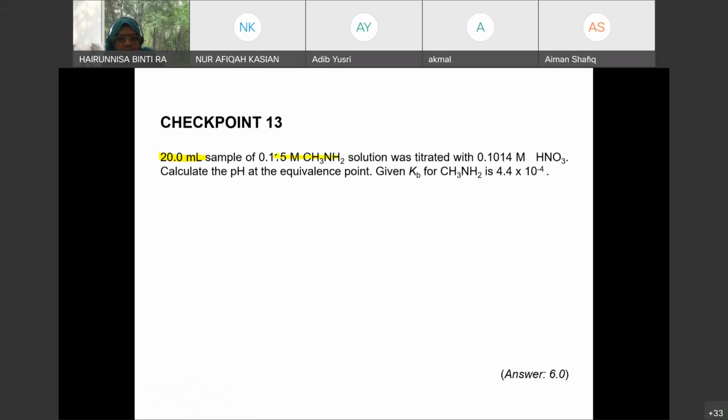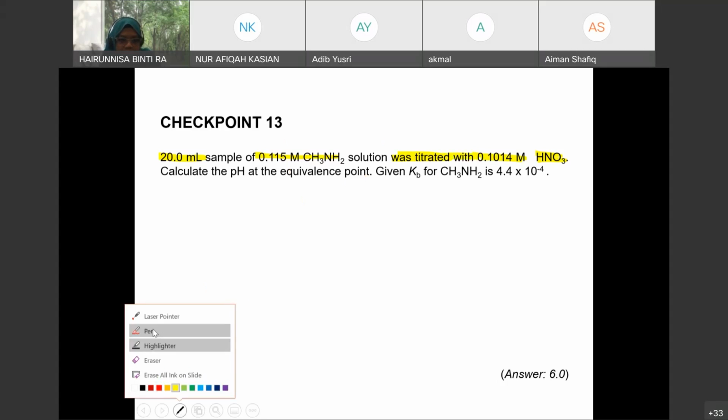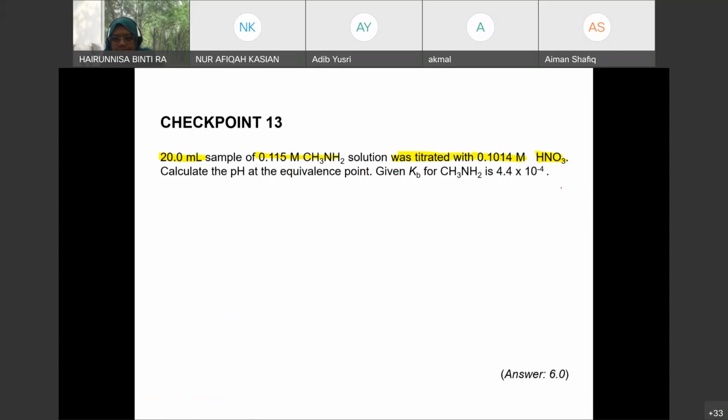Ni kena hati-hati sikit kat sini because dia punya concentration dia tak sama, lepas tu dia tak ada volume. Then okay, as usual lah dia nak pH equivalent. Okay, was titrated with, ni ayat dia lebih jelas lah. Okay, sekejap ya. So, yeah, you can imagine, saya lukis kat atas je lah, 20 ml sample of 0.0115 CH3NH2, so this is amine, was titrated with, so ini adalah weak base, titrated with HNO3.